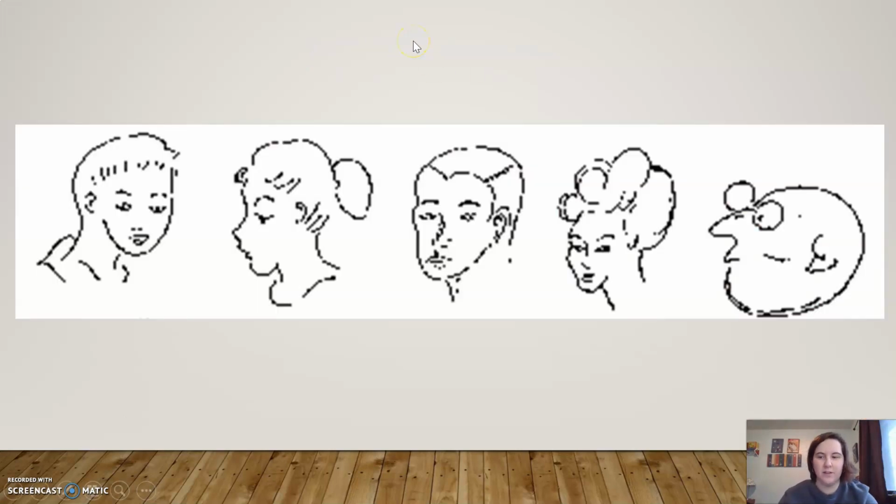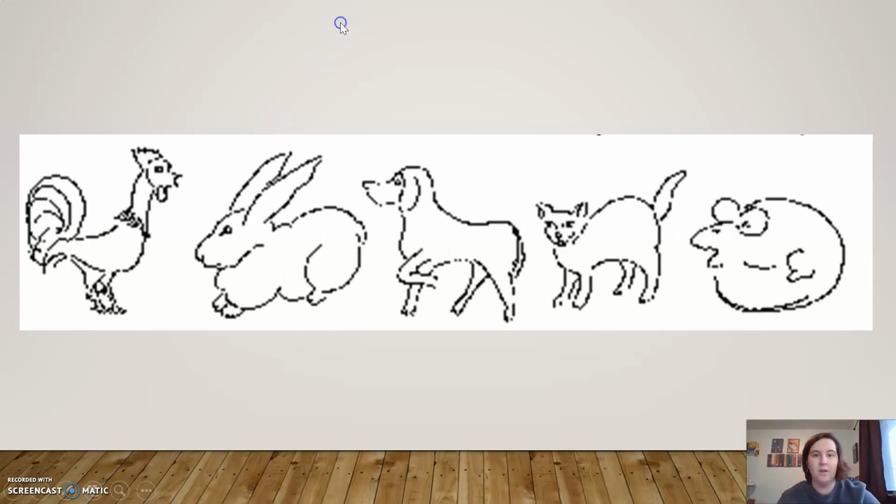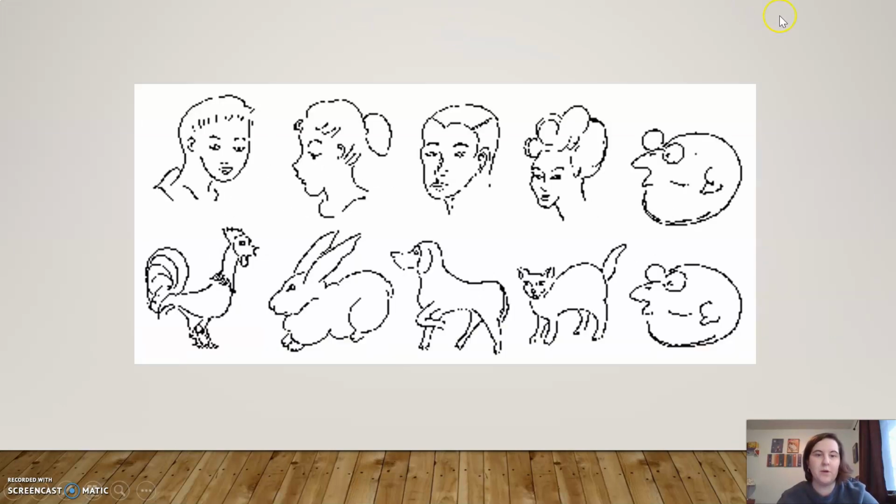Another fun activity with context effect. If you look at all these, you might notice that they are all faces. Hopefully that's what you garnered here, right? Bunch of different faces. Then if we go to this one and look at them, they all appear to be animals, right? But if I put them side by side, the end two are exactly the same, right?